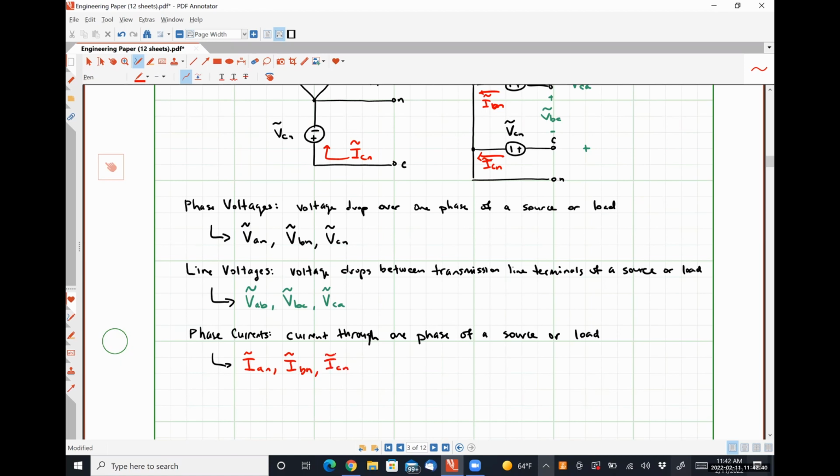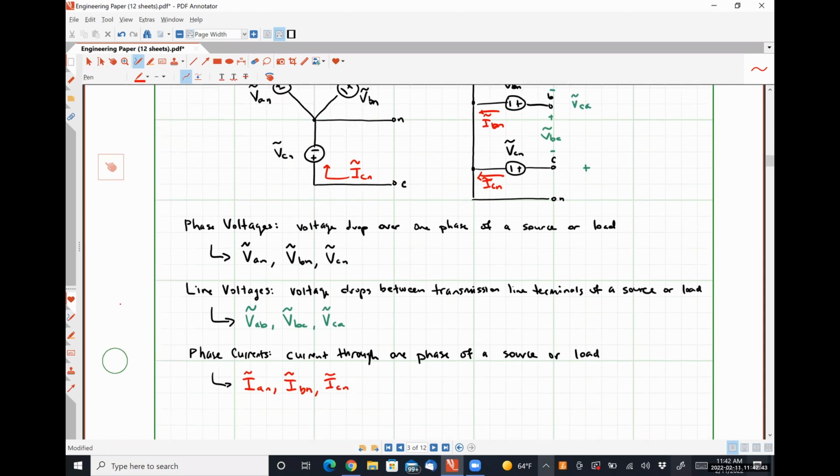All right. Now, there are also line currents. A line current represents the current flowing through a transmission line. Since our source isn't connected to anything, there's not a way for us to represent line currents on my current diagram. When we start looking at whole three-phase systems, I'll bring up that concept of line current again, and we'll talk about its full definition.